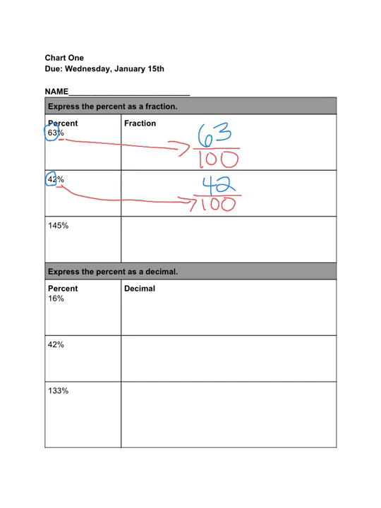Again, we have 145%, and we know percent means out of 100. So I put 100 in my denominator, and it's 145%. So I put 145 on top. So 145% is written as 145 over 100.